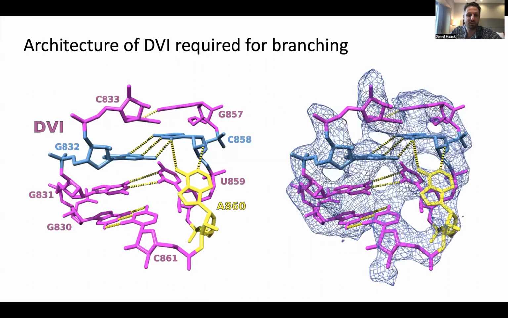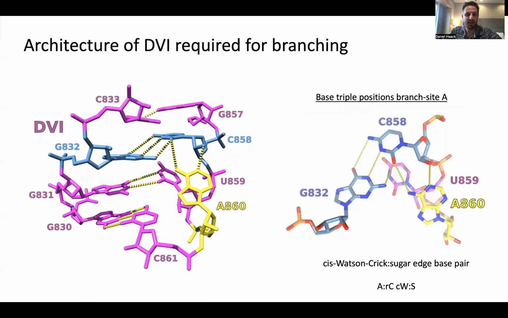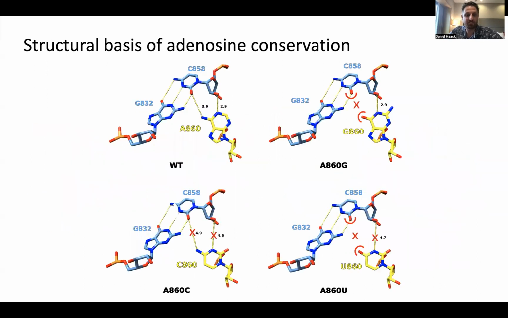In order to better understand what is holding the adenosine in place, a closer inspection of the branch helix showed that a cis-Watson-Crick sugar edge base pair had formed with the cytosine 2 nucleotides upstream to form a stable base triple. The unique hydrogen bonding fingerprint of this base pair provided a rationale for the conservation of the nucleophile as an adenosine, with any mutation causing unfavorable interactions.